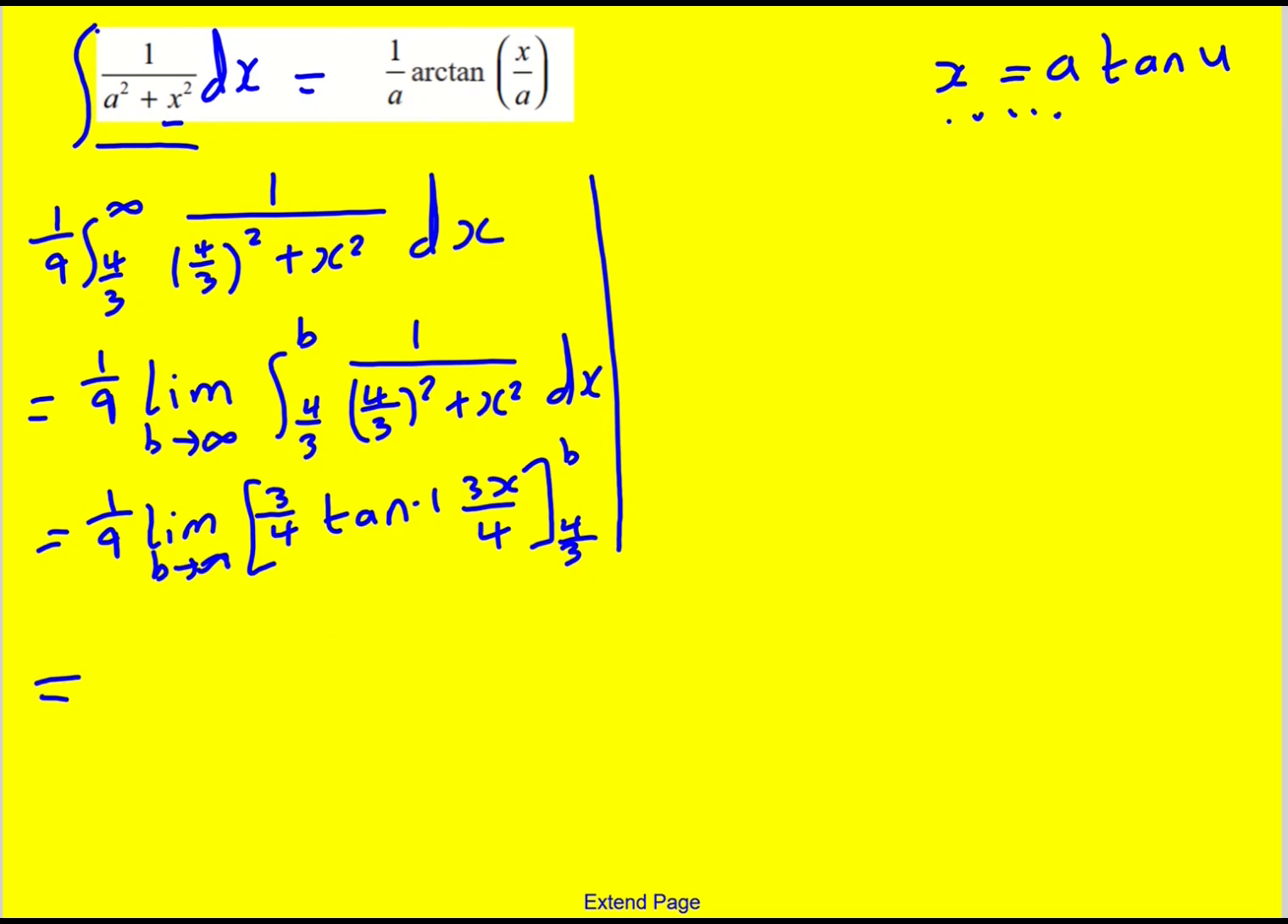I'm going to keep going before I talk about the second method. So right now I can do 1 over 9 times 3 over 4. Actually, that's going to become 1 over 12. I can bring that out to the limit. So I will get inverse tan of 3b over 4 minus inverse tan of 1.